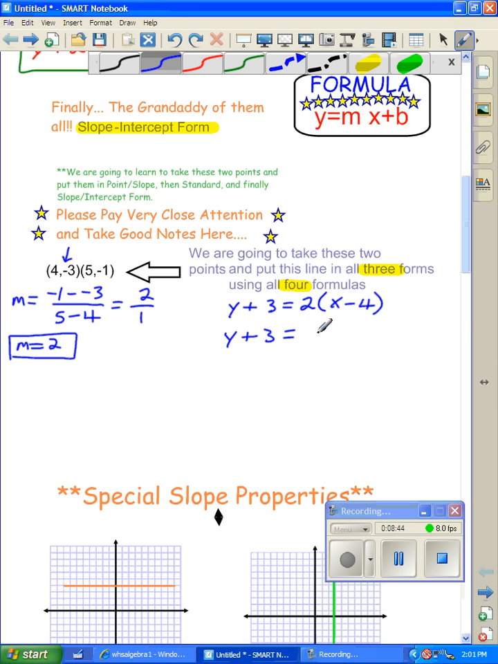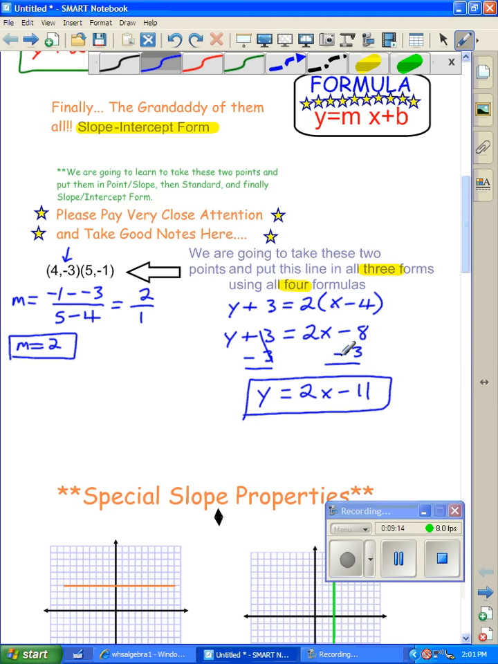Just do the math now. All I did was distribute. Now from here, this is point slope, right? From here we can go straight to standard. Or if you want to learn how to do it another way, if we subtracted 3 from both sides, look at this. We got it in slope-intercept form.